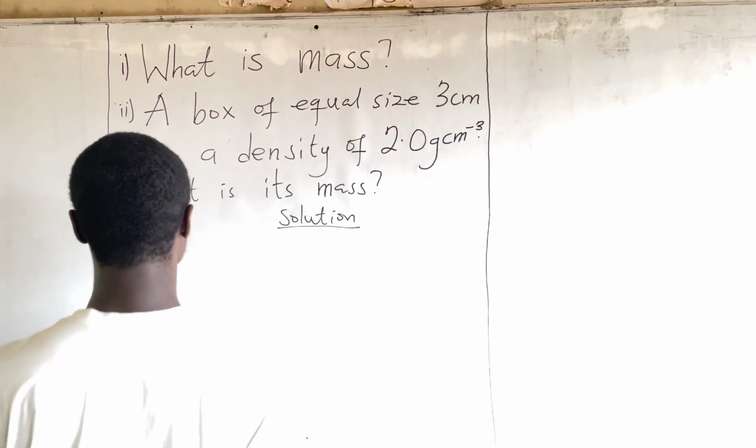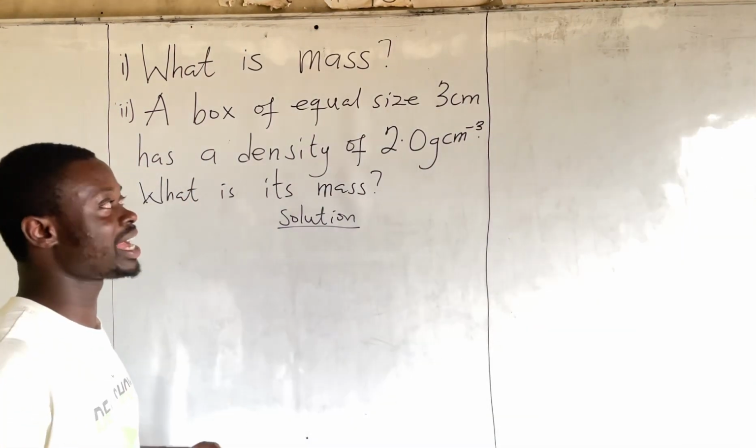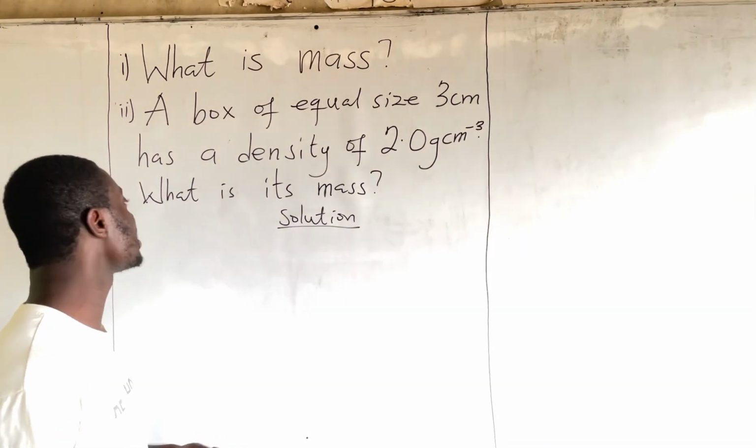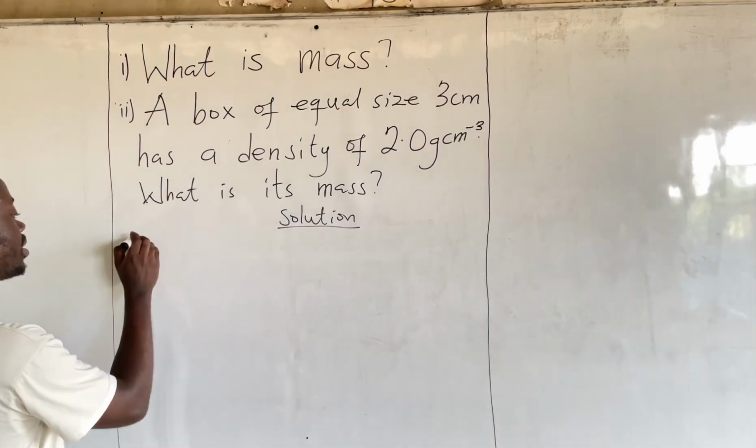Okay, so the question says: I, what is mass? And then a box of equal size 3 centimeters has a density of 2.0 gram per centimeter cube. What is its mass? So, solution I.